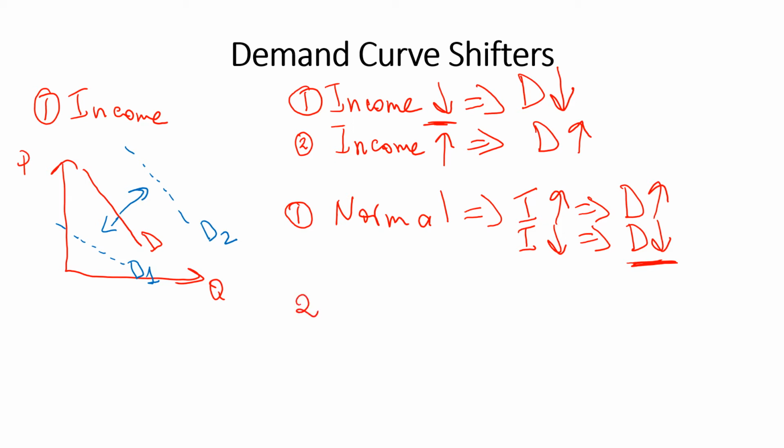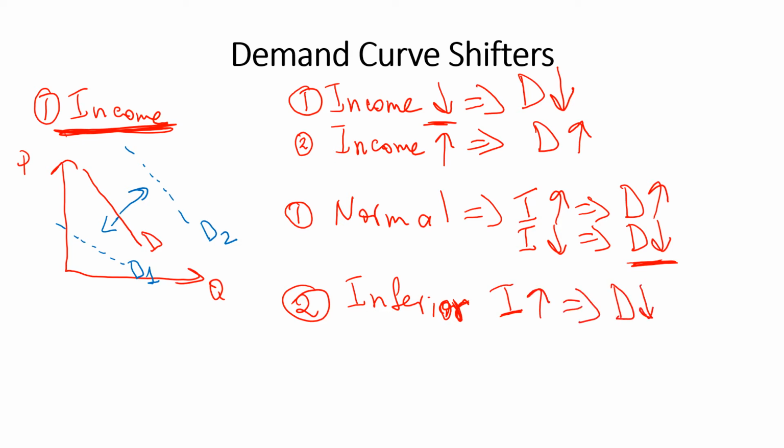The second good that we need to differentiate when we talk about changing income is going to be an inferior good. And for an inferior good, this is when if your income is increasing, you're going to buy less of that inferior good. So if your income is increasing, demand for an inferior good is going to decrease, and vice versa. If your income is decreasing, what are you going to do? I'm sorry, if your income is decreasing, you're going to buy more of that inferior good.